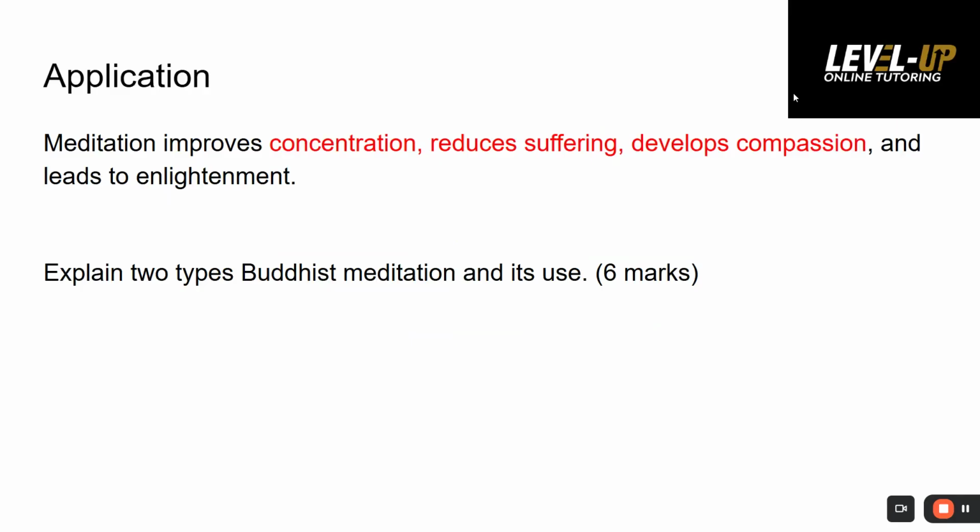Now, if we were to apply this to a 6-mark question, we would want to use one of those quotations that we've just looked at and link it to one particular type of meditation. Now, I'll explain two types of Buddhist meditation and its use. You could say about samatha and how it helps to reduce suffering. You could talk about the insight meditation and how it links to concentration.